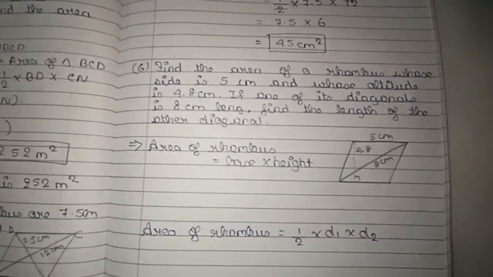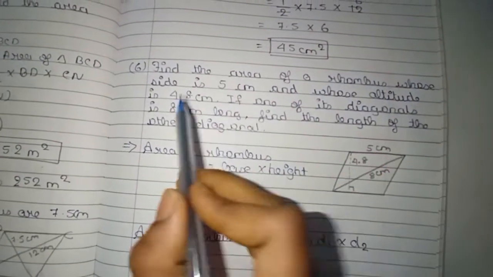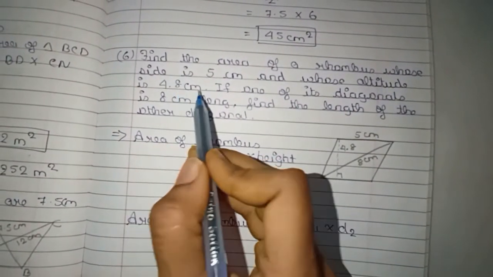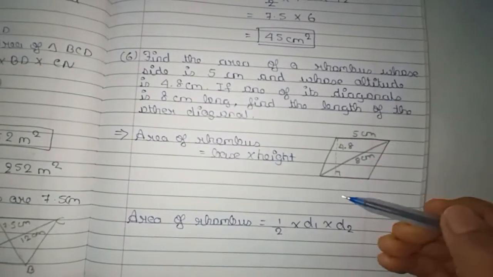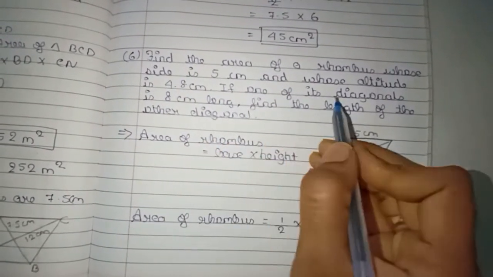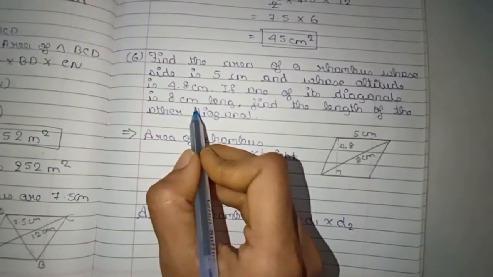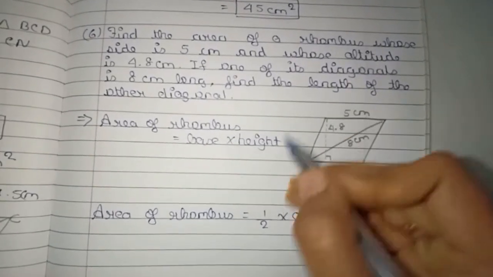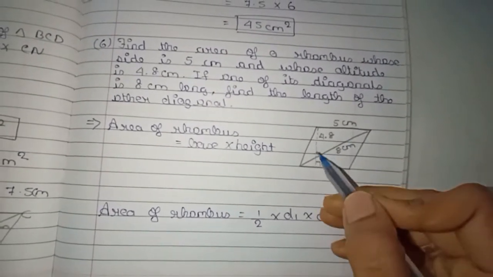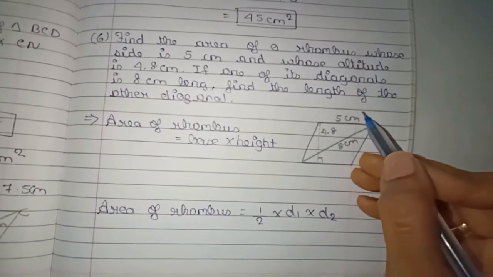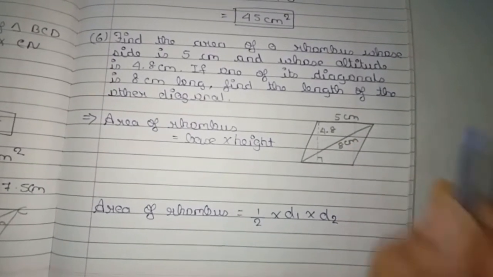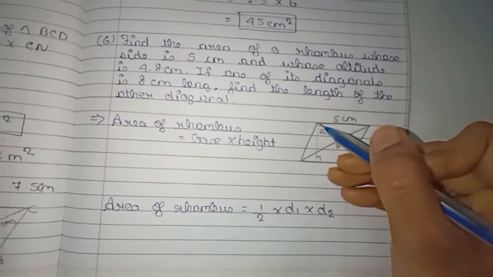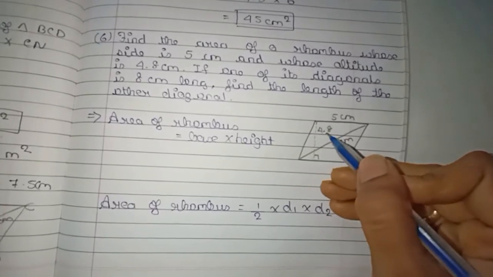Question 6. Find the area of a rhombus whose side is 5 centimeter and whose altitude is 4.8 centimeter. Altitude means the perpendicular distance, height. If one of the diagonals is 8 centimeter long, find the length of the other diagonal. So what are the things that are given? I have drawn a rough sketch of the rhombus. 5 centimeter side is given, and you know that all the sides are the same for a rhombus. One of the diagonals is given to us as 8 centimeter. Altitude or the perpendicular distance is given as 4.8 centimeter.